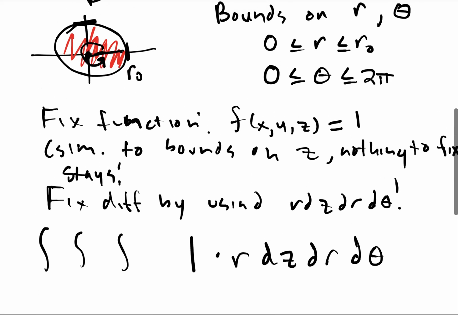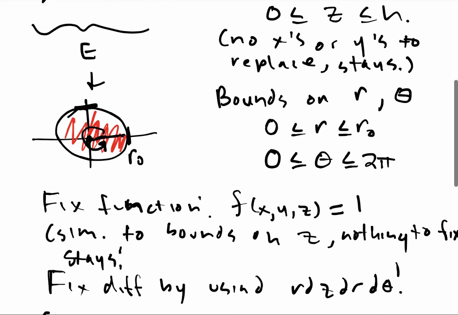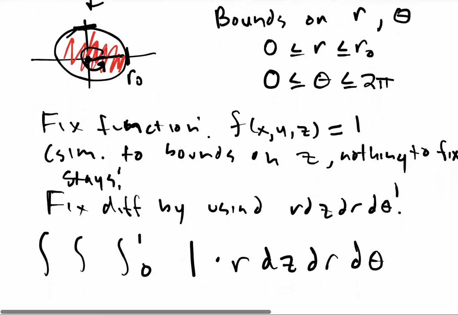My innermost variable was z. We said z was stuck between 0 and h. My next variable was r. We said that was stuck between 0 and r naught. And then finally my outer variable was theta. We said that this is stuck between 0 and 2 pi.